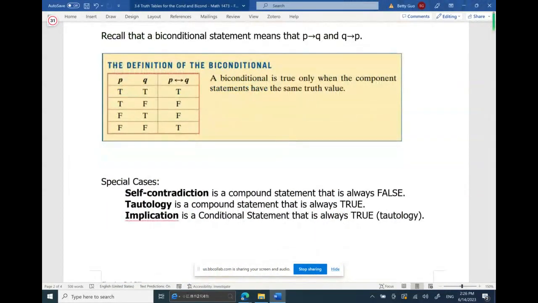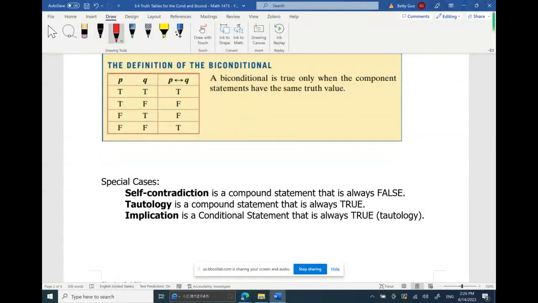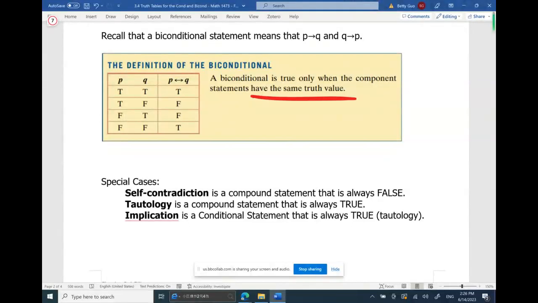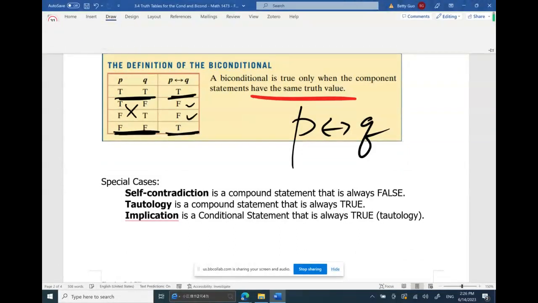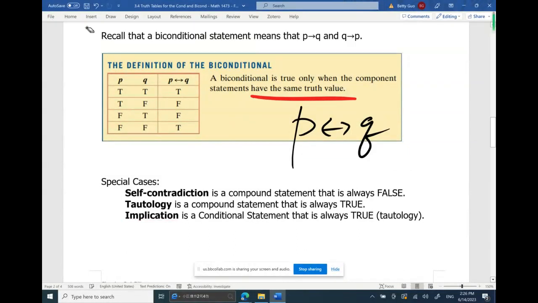Biconditional. You need to remember, for a biconditional to be true, the two component statements must have the same truth values. Because P if and only if Q means they are equivalent, right? In order for that biconditional to be true, the two components have to have the same truth value. When they are both true, the biconditional is true. When they are both false, the biconditional is true. When they have different truth values, the biconditional is false. Please make effort to memorize those.